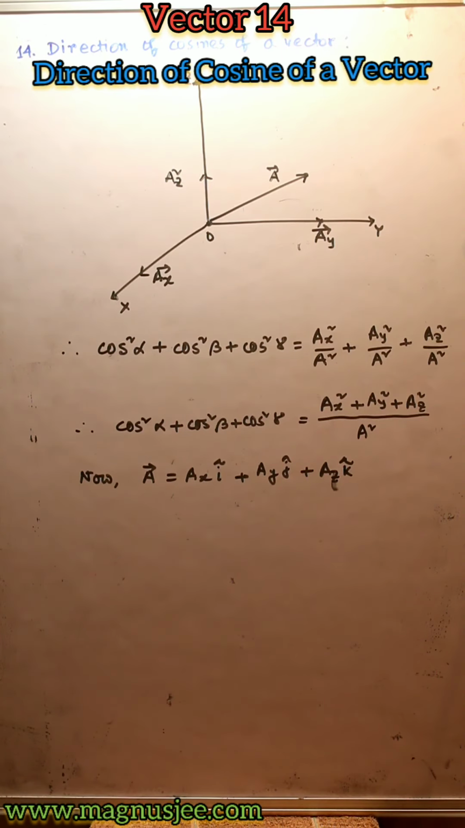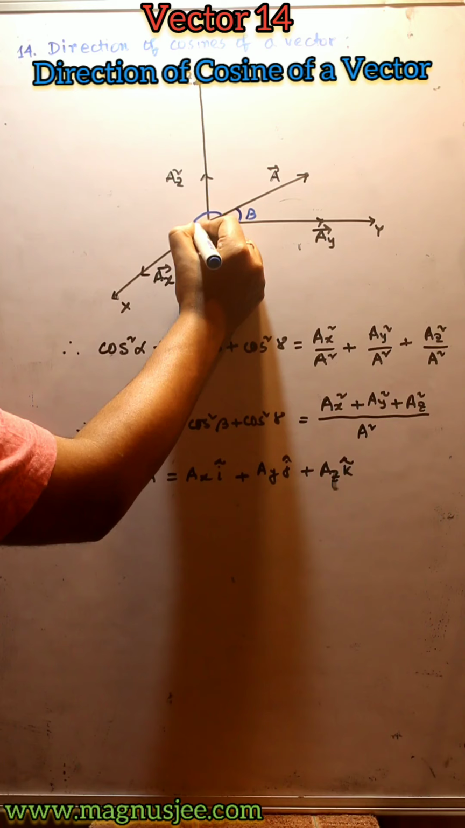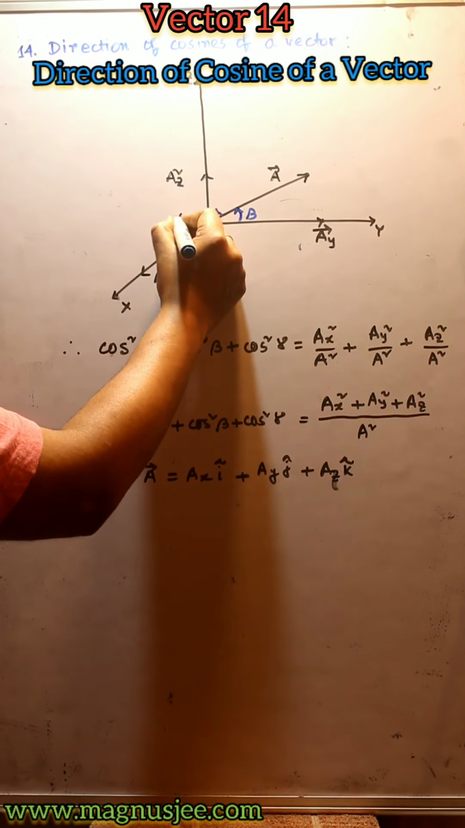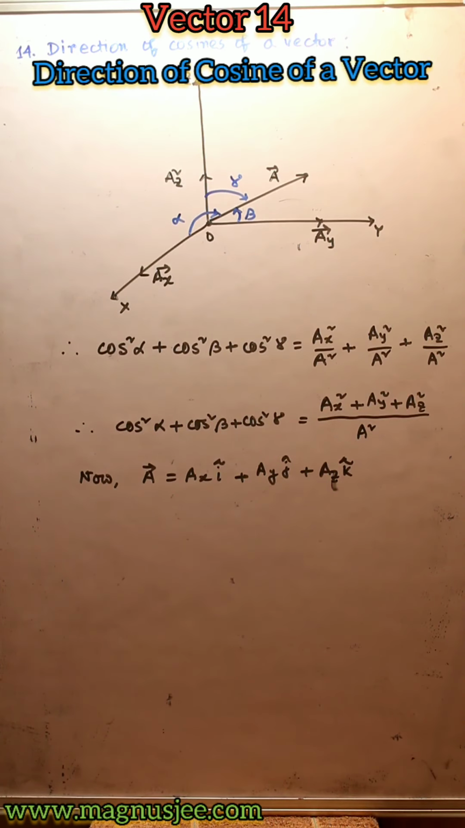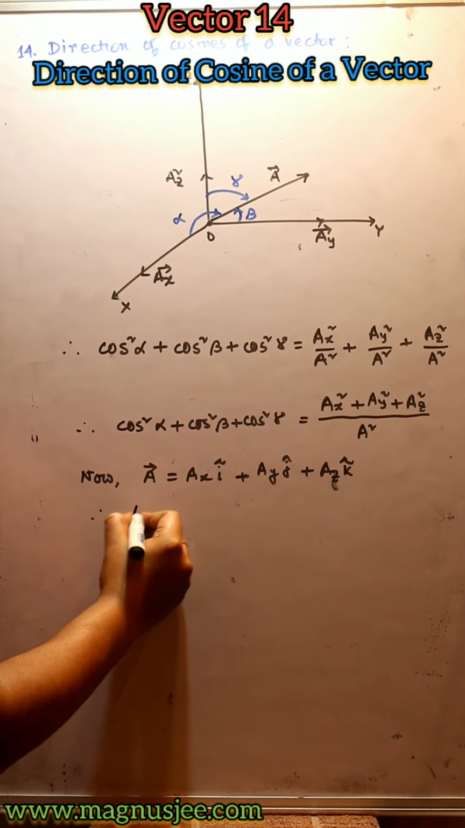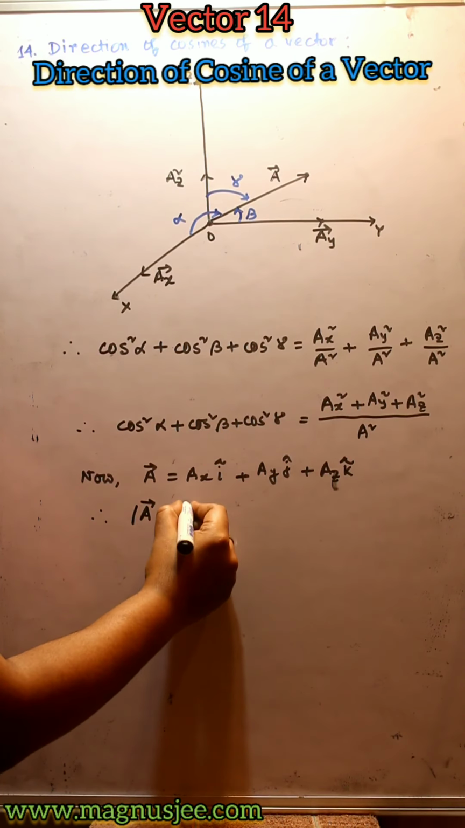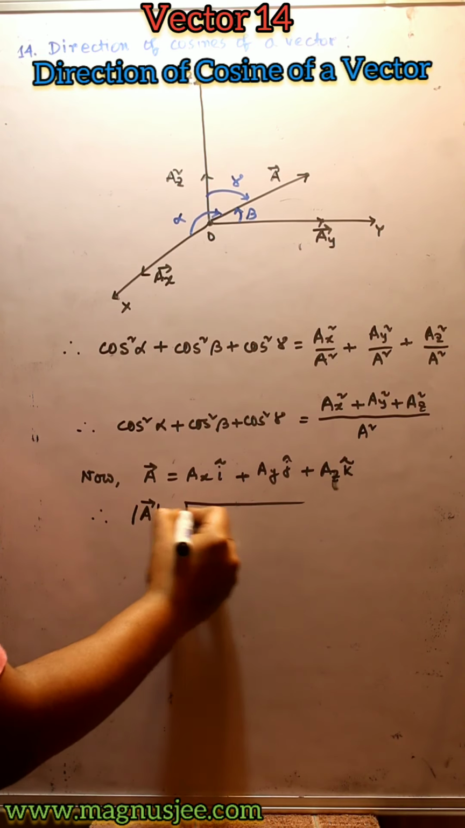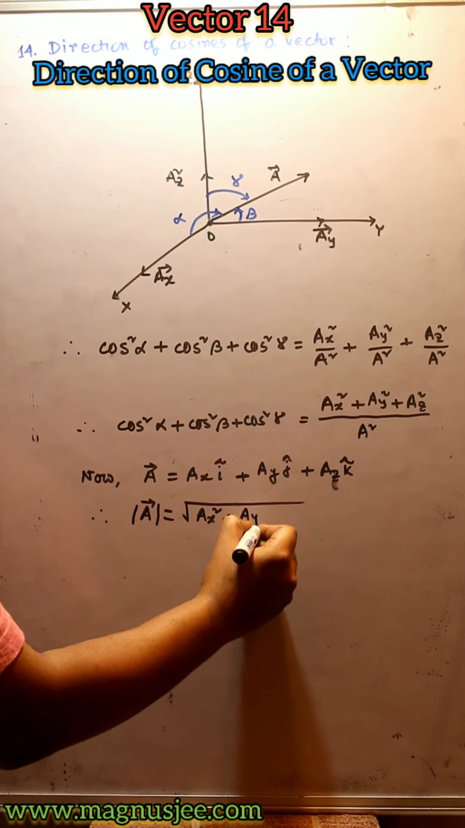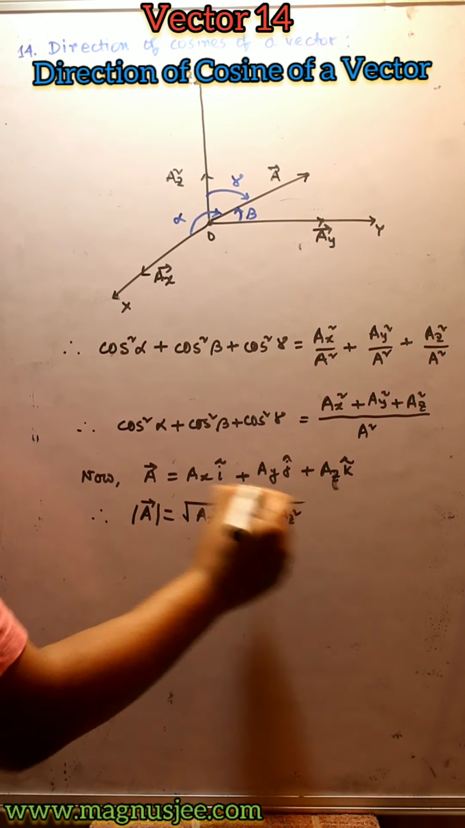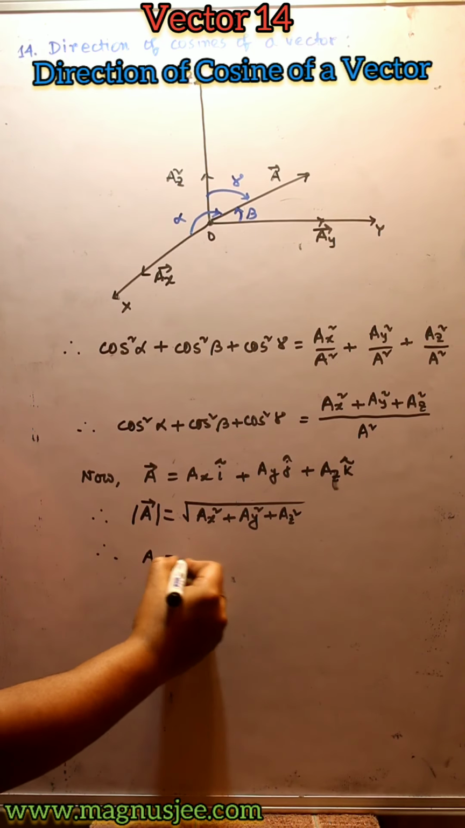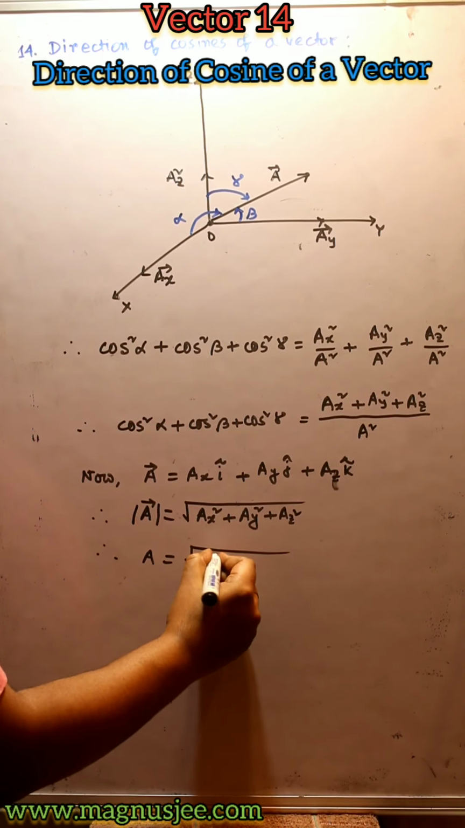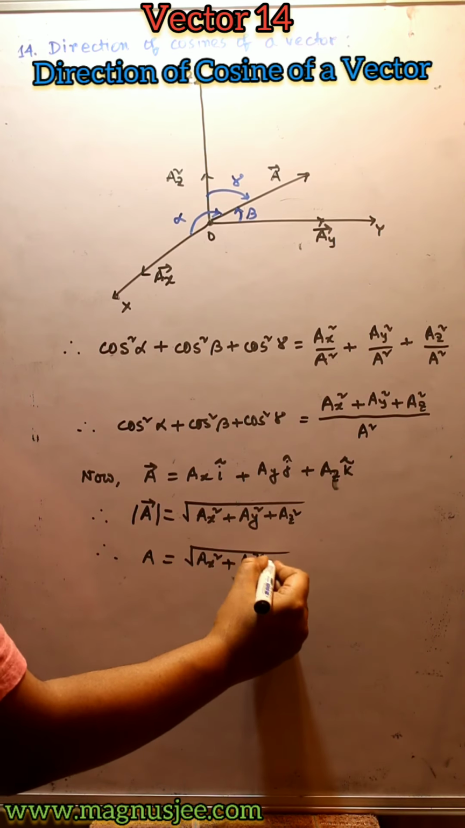The vector A acts at an angle beta with the y-axis, at an angle alpha with the x-axis and at an angle gamma with the z-axis. Therefore, mod vector A is equal to the square root of Ax square plus Ay square plus Az square. Ax, Ay and Az are rectangular components. Therefore, A equals root over Ax square plus Ay square plus Az square.